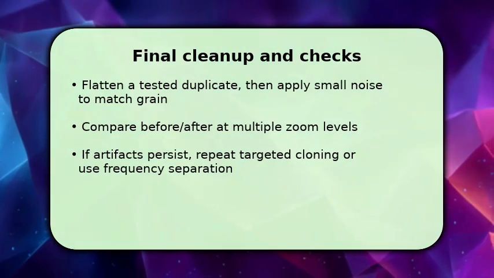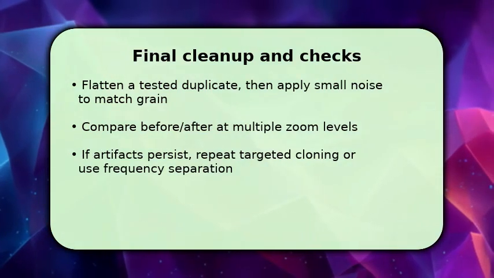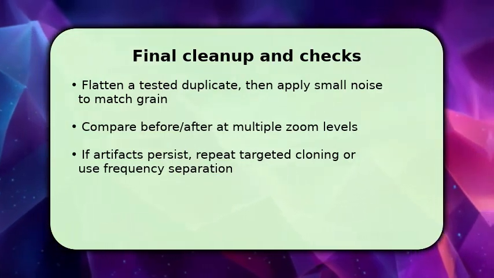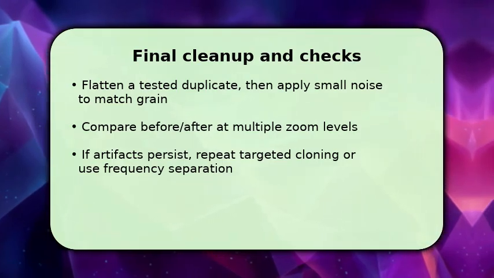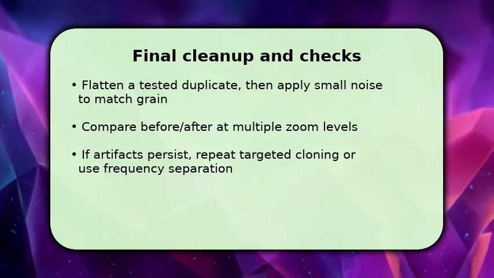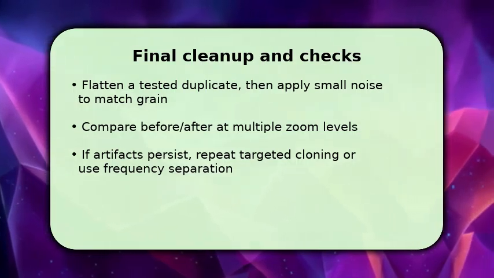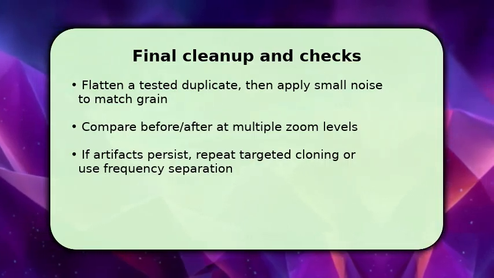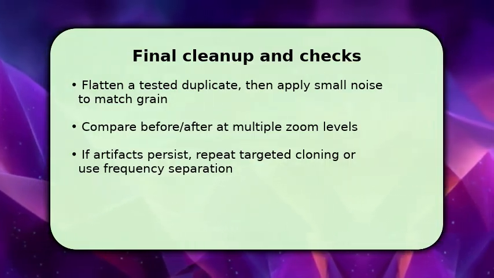To finish, create a tested duplicate and flatten it so you can apply a tiny amount of noise or sharpening to match the original grain. You should check the result at multiple zoom levels and on different displays to confirm consistency. If you still see artifacts, perform targeted cloning or use frequency separation to independently fix texture and color.